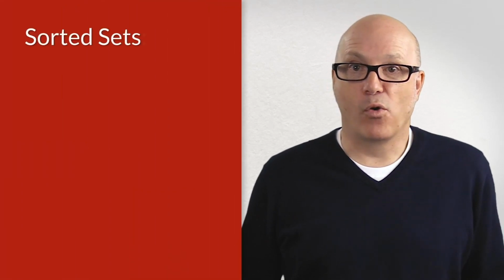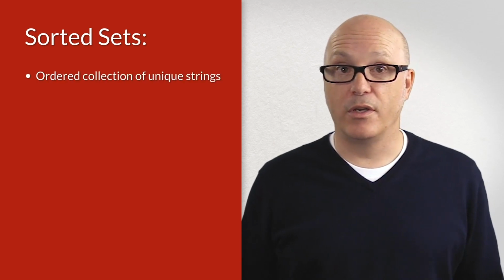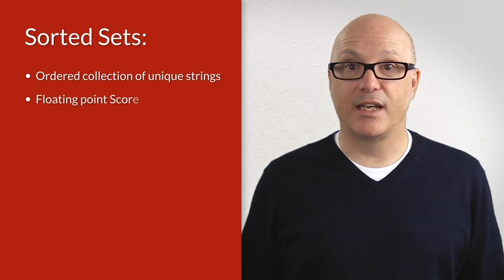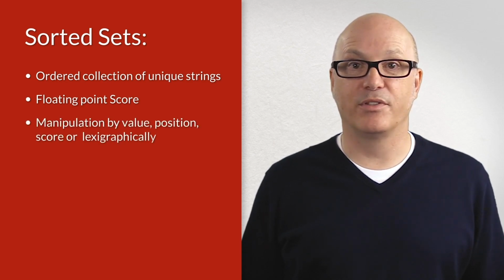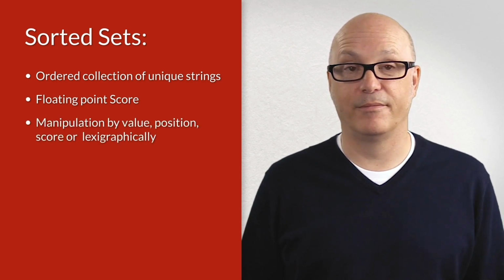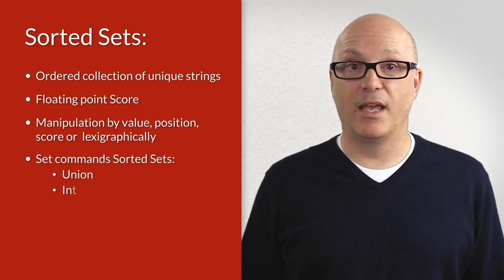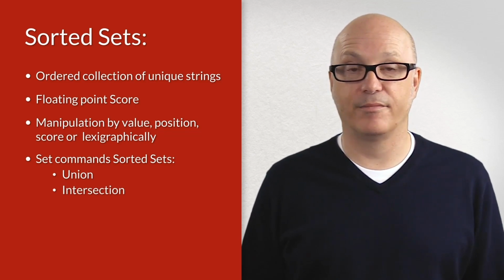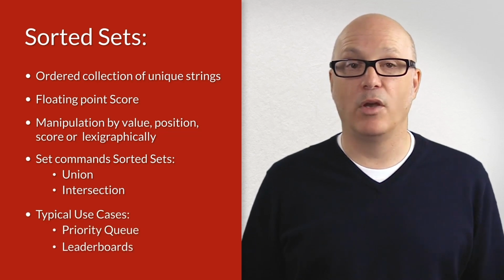So, to recap, sorted sets are an ordered collection of unique values. Each value has an associated score, which is used to store the values in ascending order. The sorted set can be traversed in ascending or descending order and can be manipulated by score value in lexicography. Finally, sorted sets also provide the ability to create a union and intersection results from a number of other sets and sorted sets. Example use cases for sorted sets would be a priority queue or a leaderboard.